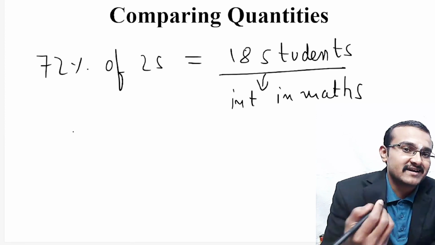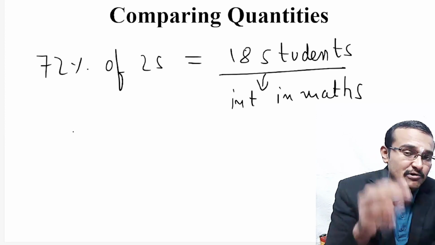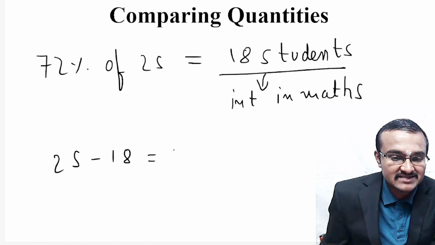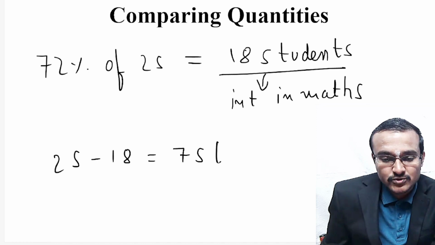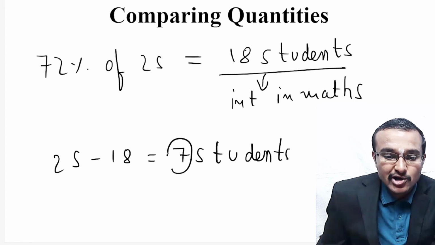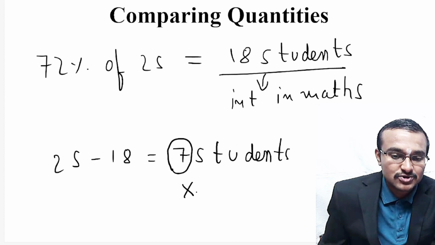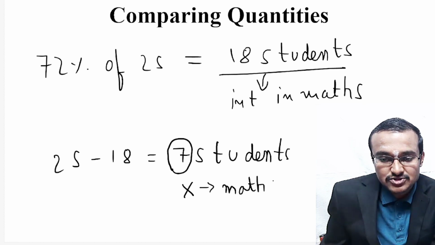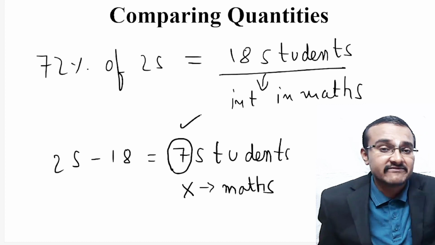So now we can easily find how many students are not interested in maths. So 25, the total number of students, minus 18 students. So 25 minus 18 is 7 students. So 7 students out of 25 students are not interested in mathematics. So 7 students are not interested in maths subject. So the answer for this question is 7 students.